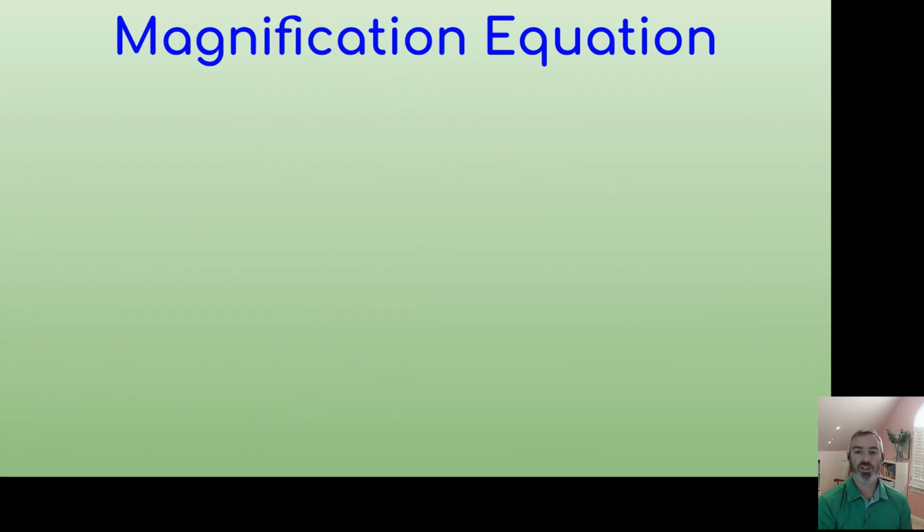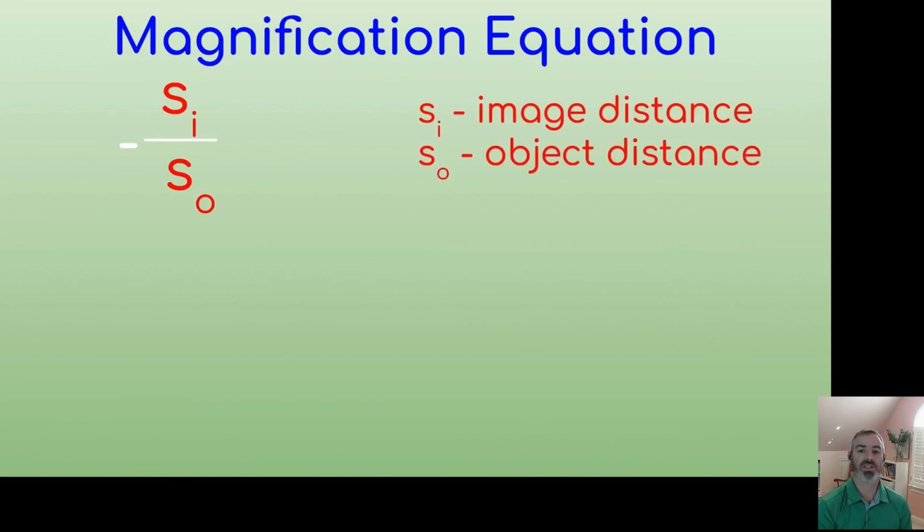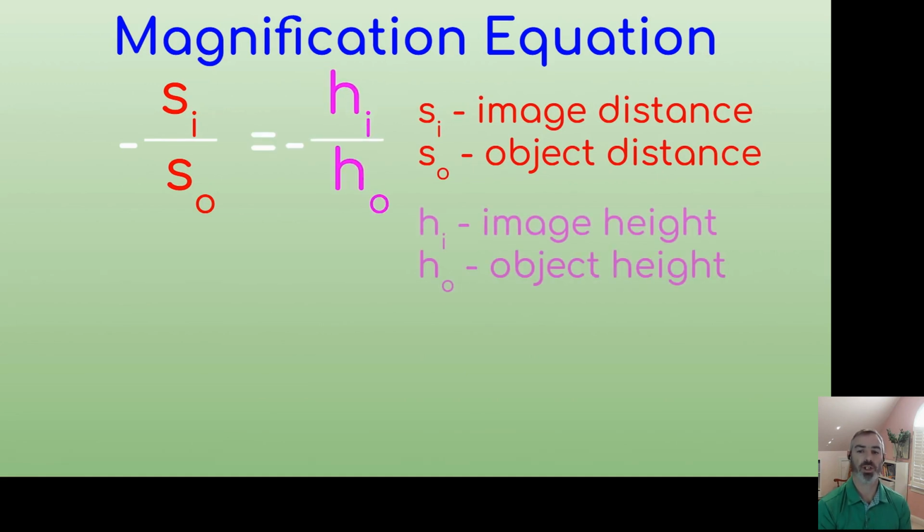Now the magnification equation: the negative of the ratio of the image distance to the object distance is going to equal the negative of the image height over the object height. And that value gives us the magnification, which is capital M.